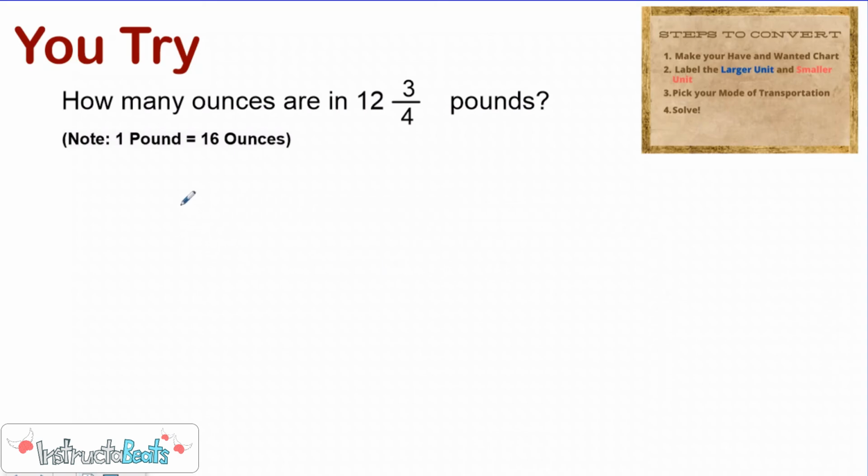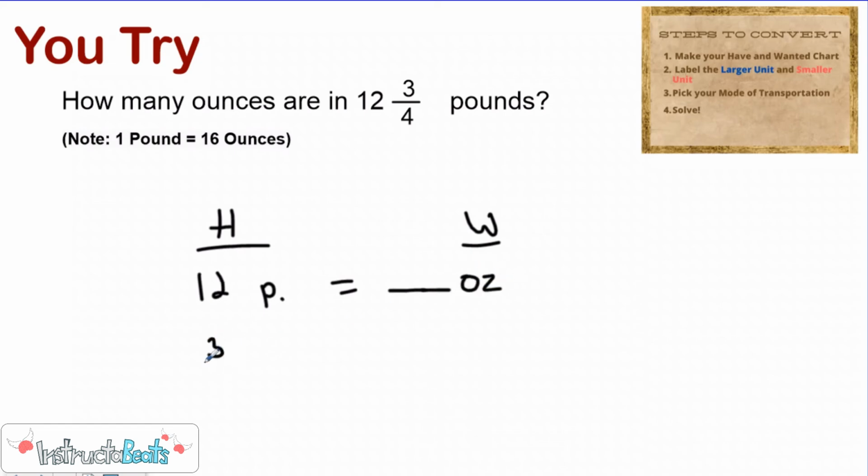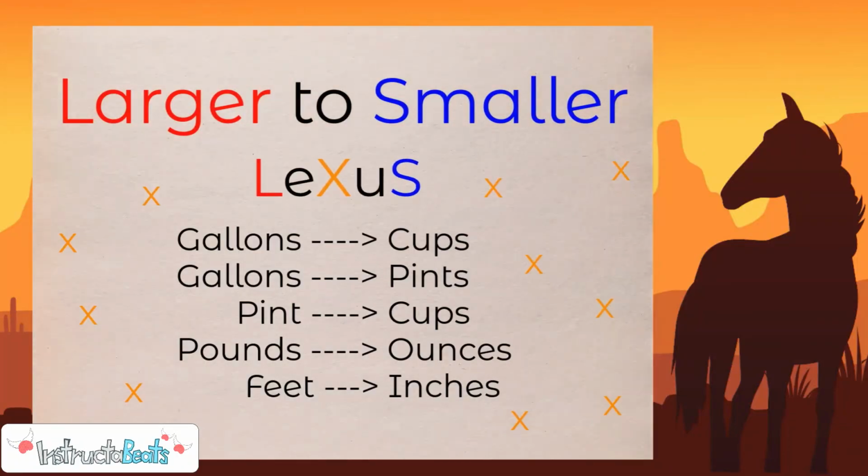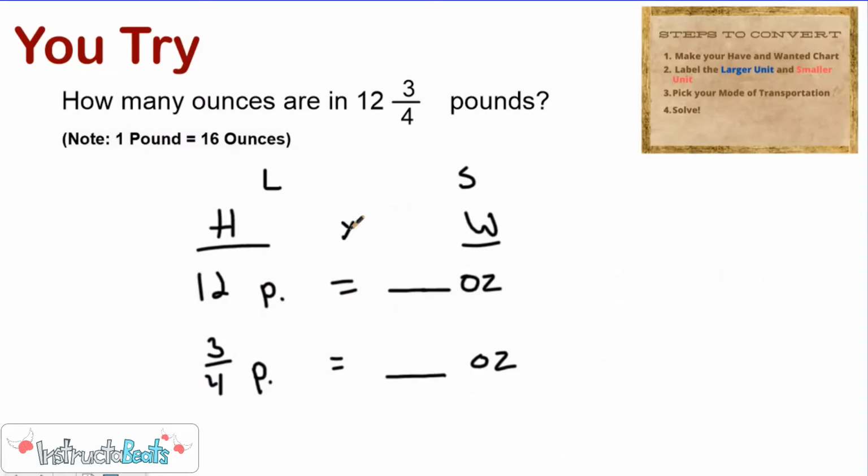So hopefully you just paused it and now we're checking it. So here we have a have and wanted chart. So I have 12 pounds, just put a P right there, and I want to turn that into ounces, so I'll do OZ. And then I had 3/4 of a pound, and again, I want to turn that into ounces. I see that I'm going from my larger unit to my smaller unit because 1 pound is larger than 1 ounce. Larger to smaller means the Lex comes out. Which means I'll be taking my Lexus and multiplying, all right?